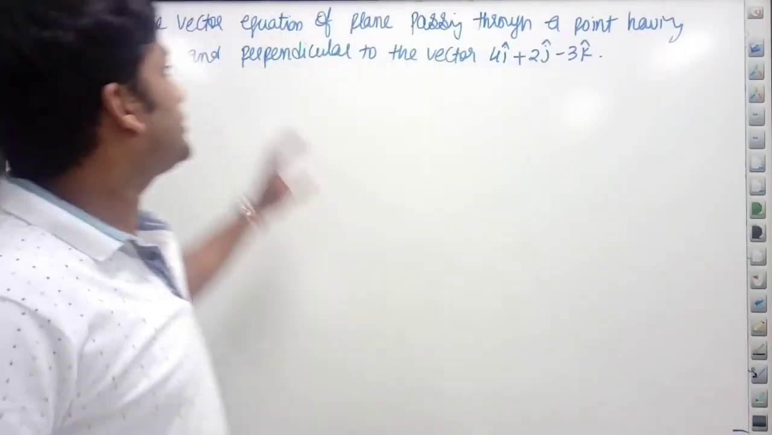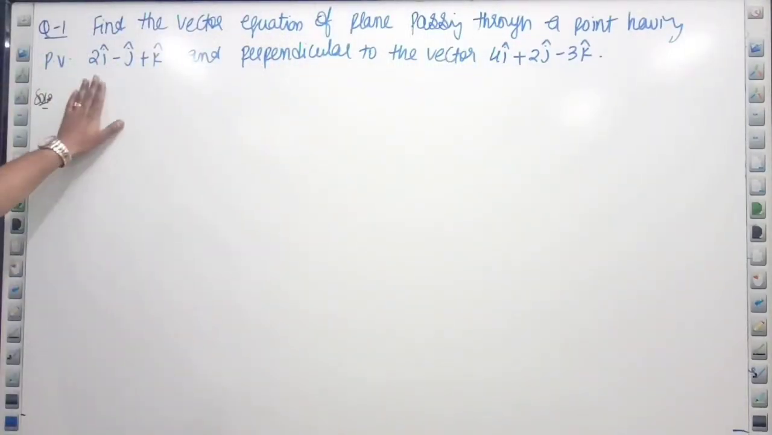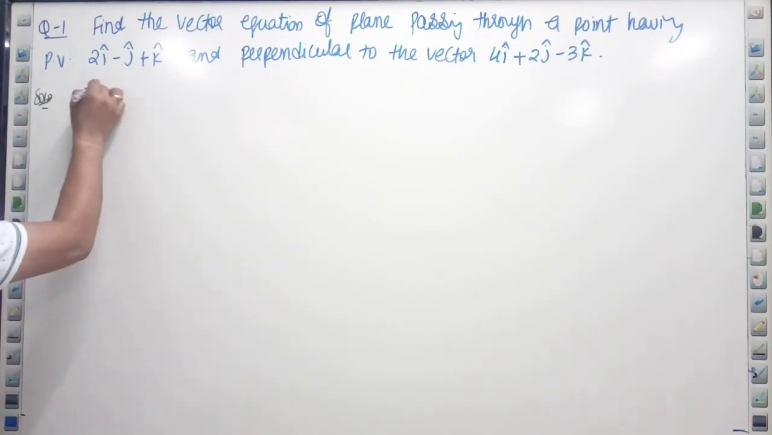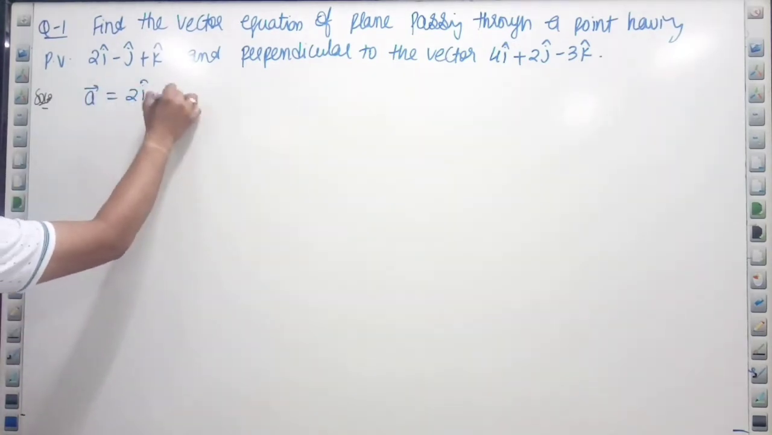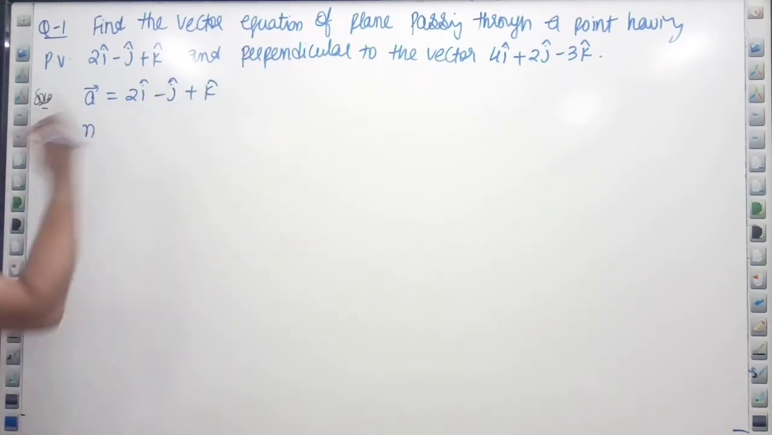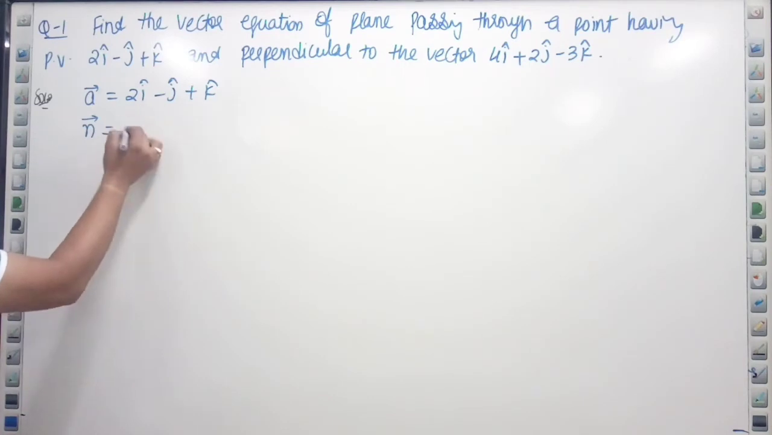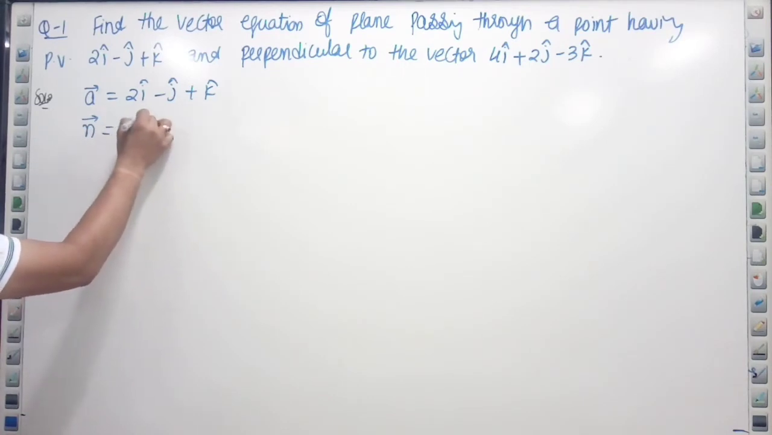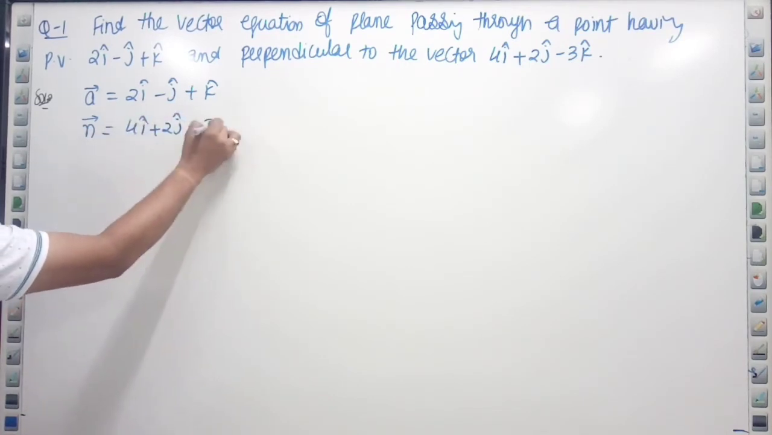Now we have the first question. Find the vector equation of a plane passing through a point with the position vector. Means what is given to us? Vector a is 2i minus j plus k, and perpendicular to the vector. So the perpendicular vector is the normal vector. I will be writing n as 4i plus 2j minus 3k.